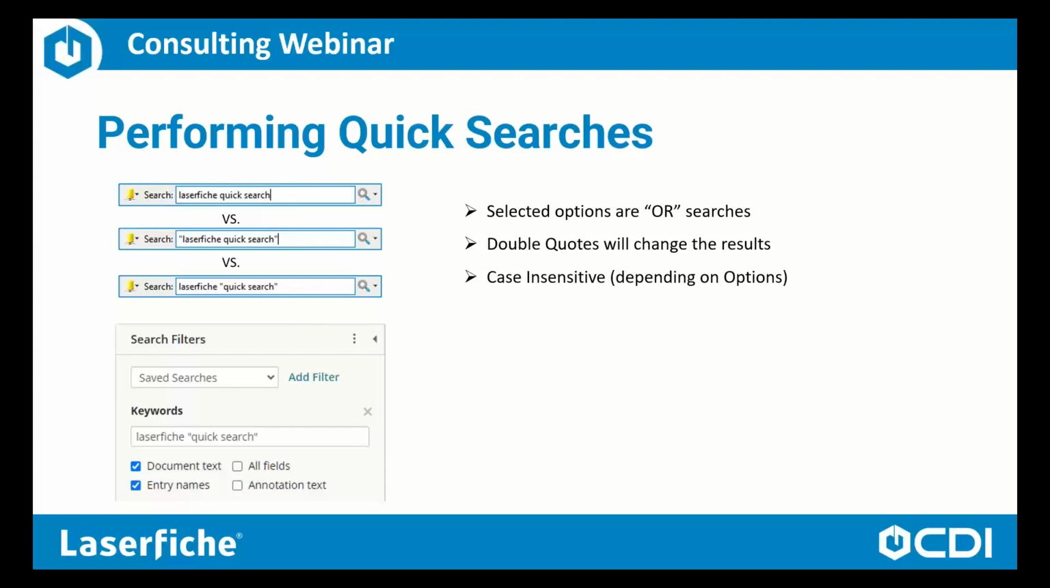If we specify additional options from within the Laserfiche web client, for example, a folder or a template, those are going to be searched as an AND search. So it'll perform your text or entry name search, and those entries will need to match your field value specified, as well as be within the selected folder.